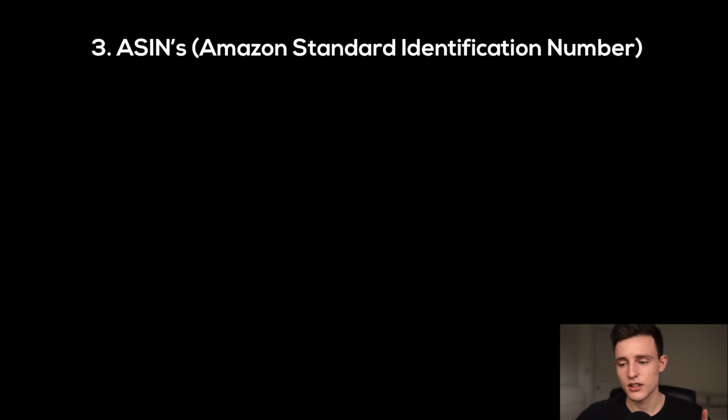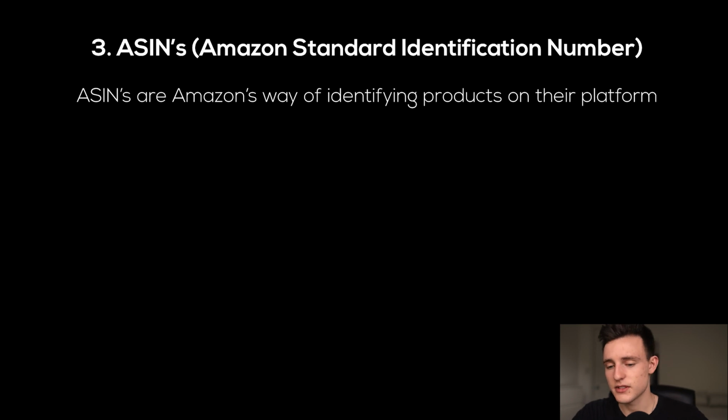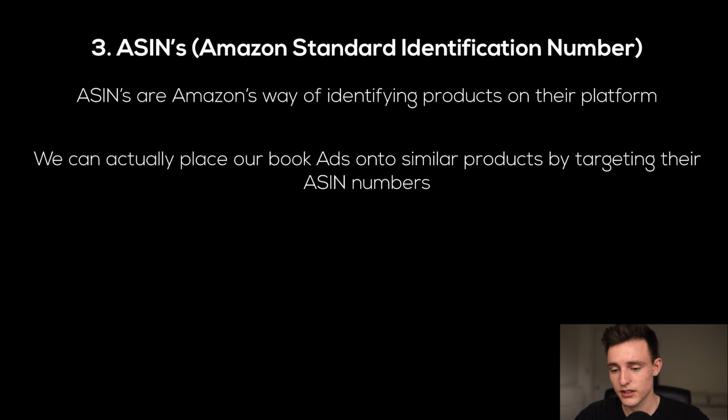So number 3, finally, is the ASINs. This is the last type of target word. These are Amazon Standard Identification Numbers. That's what it stands for. ASINs are Amazon's way of identifying products on their platform. We can actually place our book ads onto similar products by targeting their ASIN.